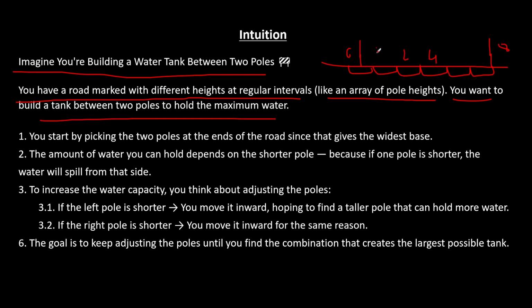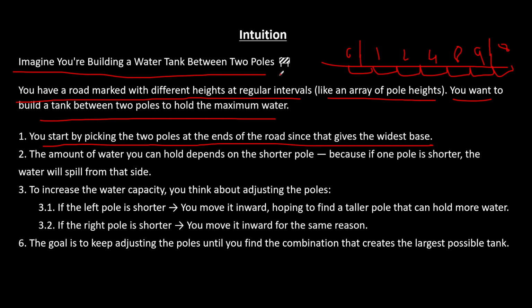So they have mentioned the height, like where we can use which one, right? Okay, so this is understood. Now you start picking up the two poles at the ends of the road, as that gives the widest space. Okay, so what foremost thing comes to our mind?